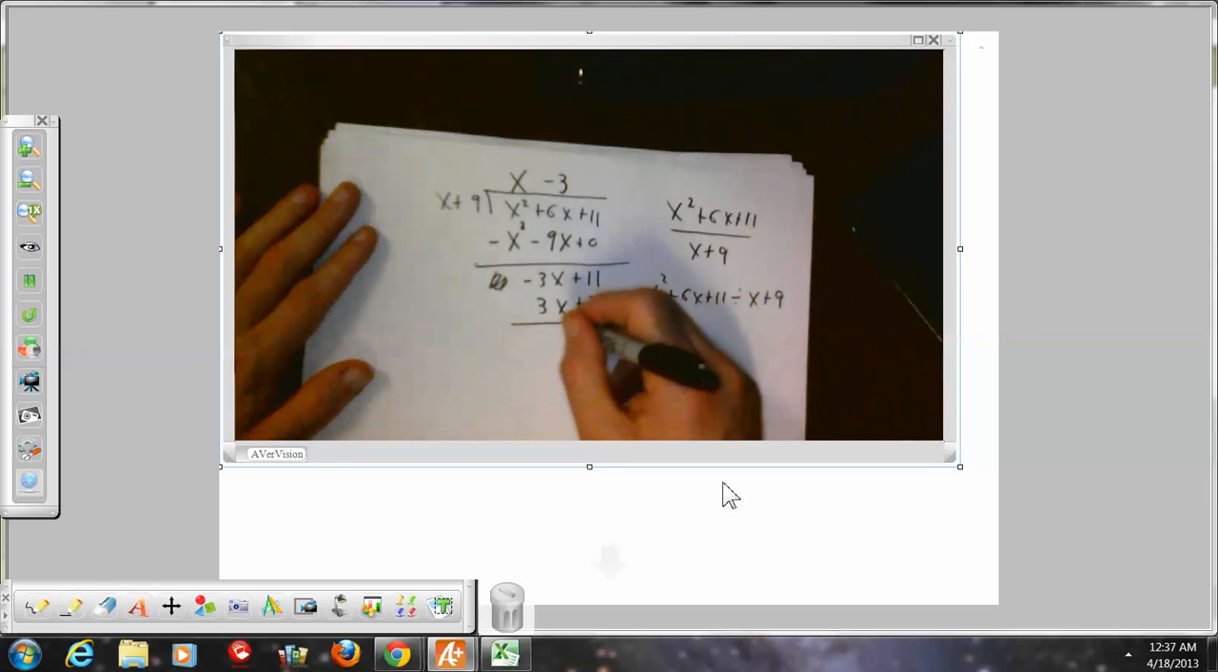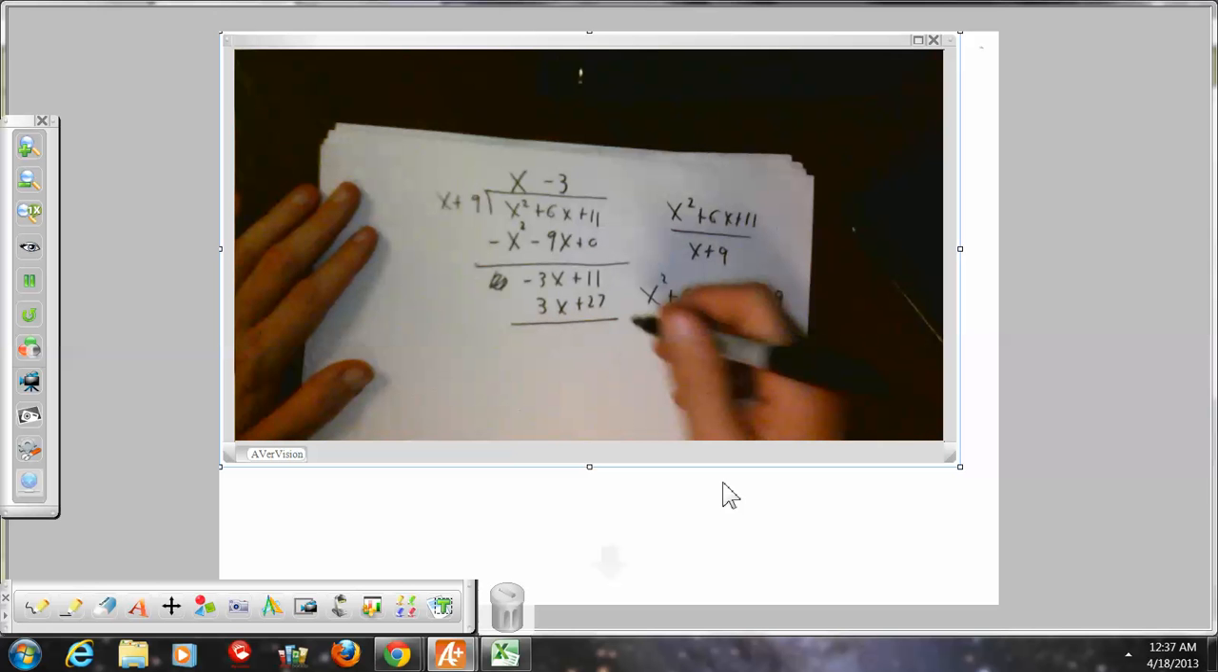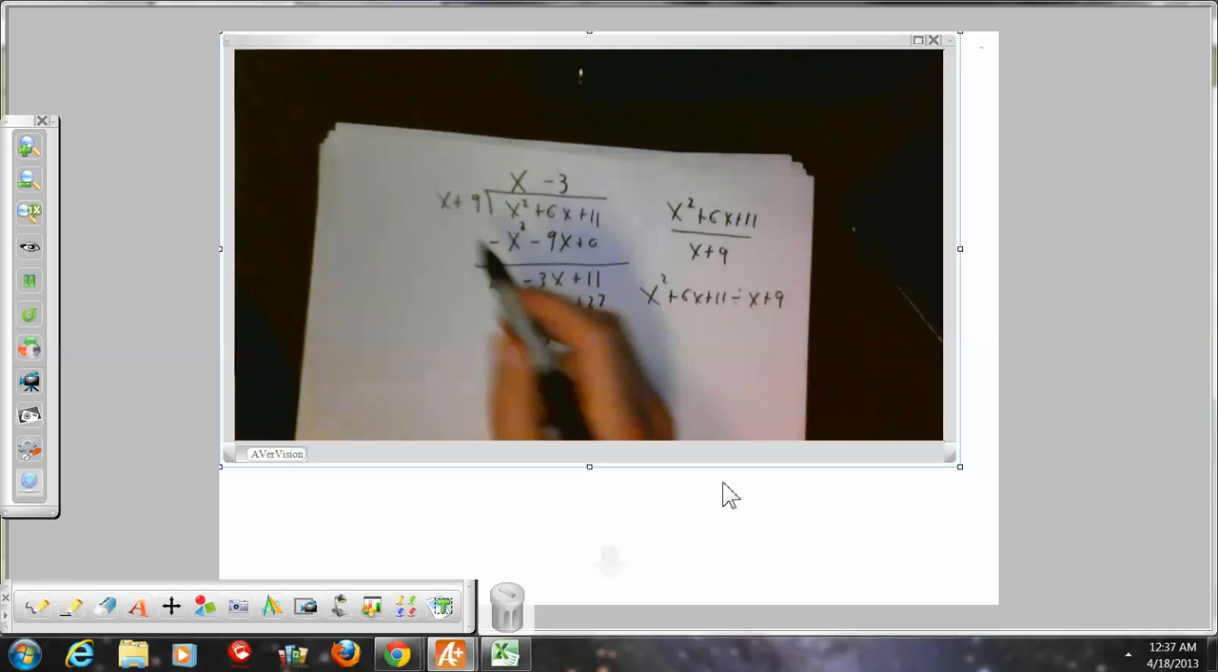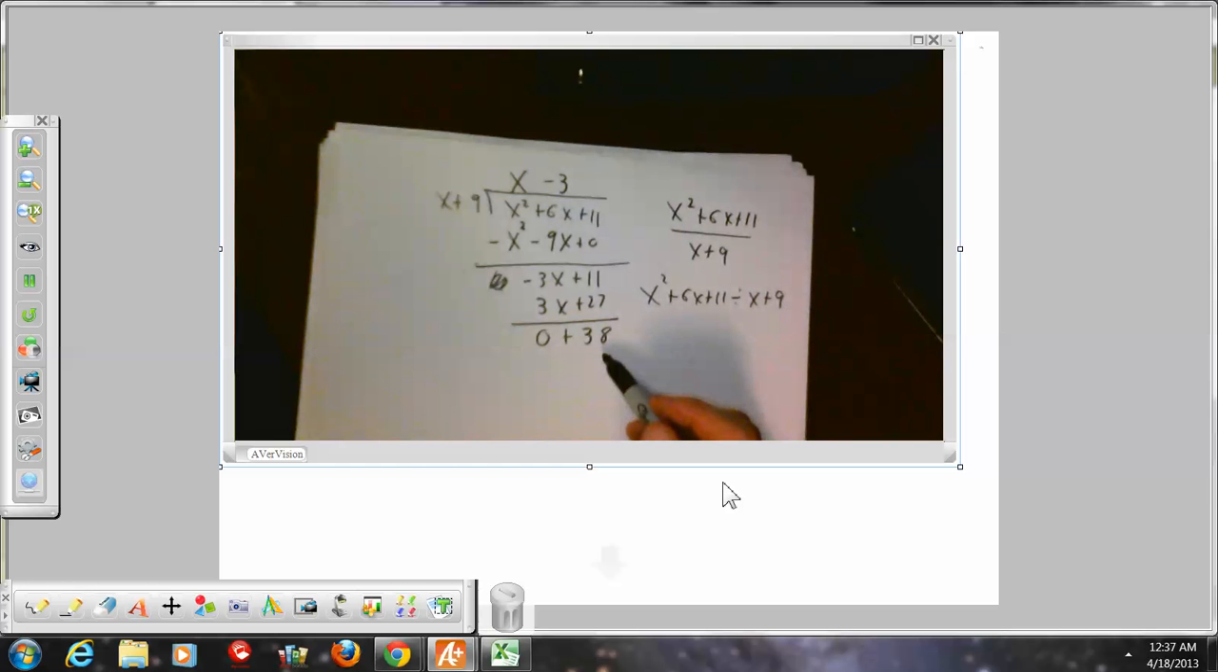And the 3x's cancel out to give me 0. I can forget the 0 if I want. And 27 plus 11 is 38. Now, x does not go into 38 at all. I have a variable and a number. I can't do that. So that tells me I have a remainder of 38.